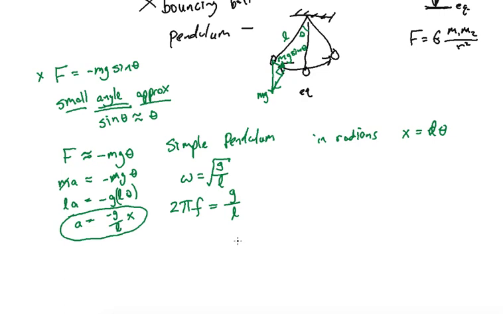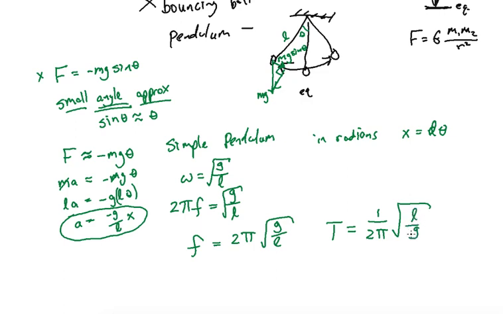This is our Hooke's law here. And we get 2 pi f, so f for a pendulum is 1 over 2 pi times the square root of g over L, and the period, which is the reciprocal of that, is 2 pi times the square root of L over g.